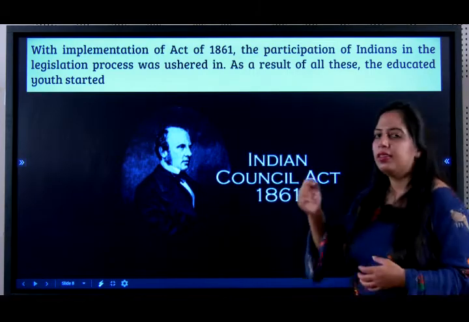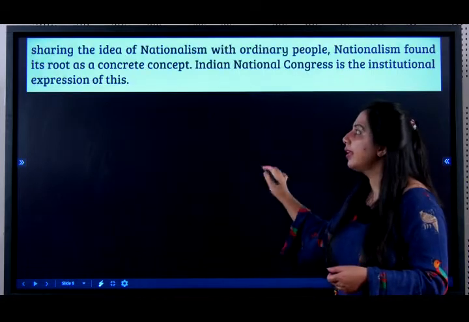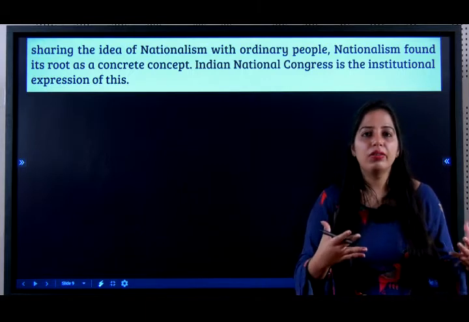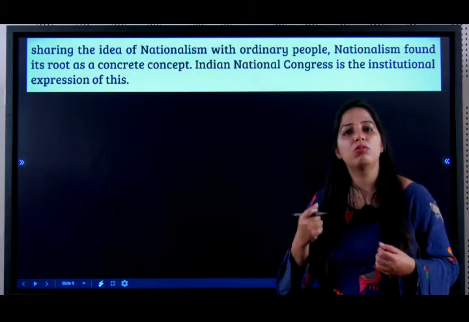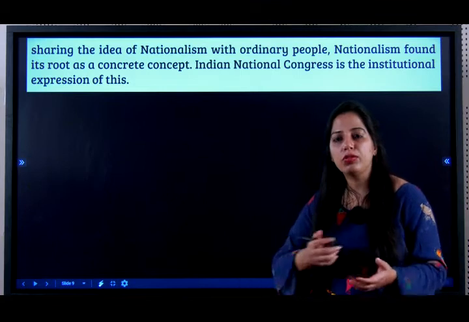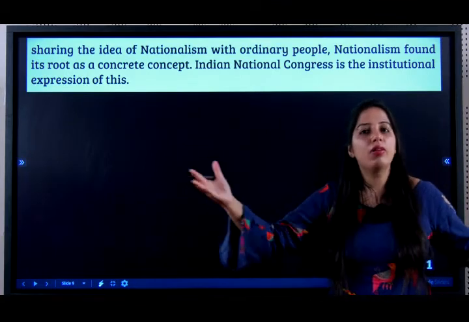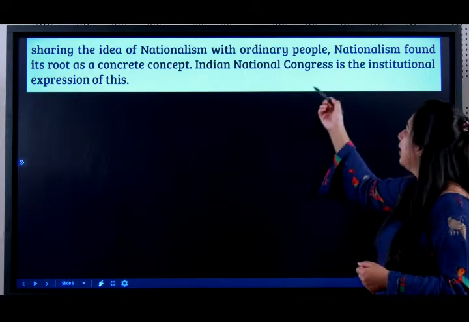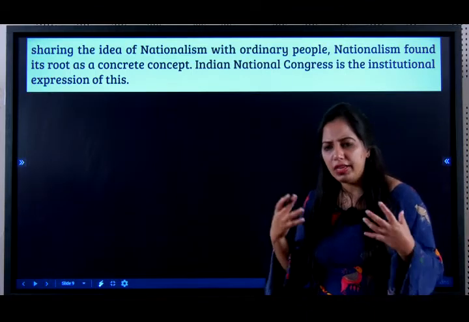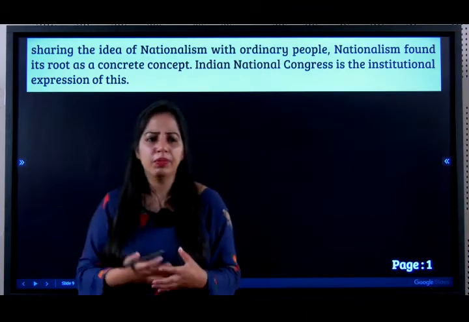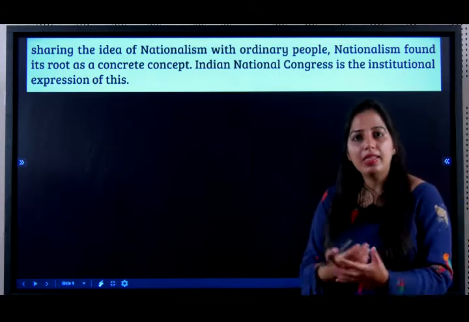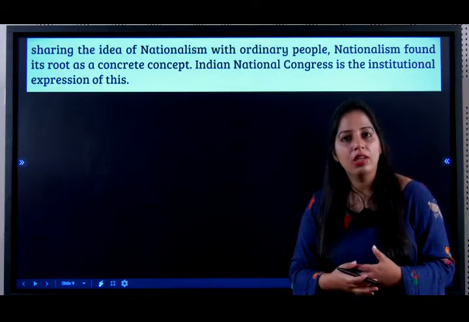As a result, there were a lot of Indians who were educated. They started sharing the idea of nationalism. They started talking about the feeling of oneness, that we all belong to this one country of India, through their journals, newspapers and books. They used to write these and spread these thoughts among the masses of the Indians. Indian National Congress is the institutional expression of this. Now a lot of Indians know, okay, there is nationalism, we are all Indians, but what can we do? So they formed a group, a party called the Indian National Congress.